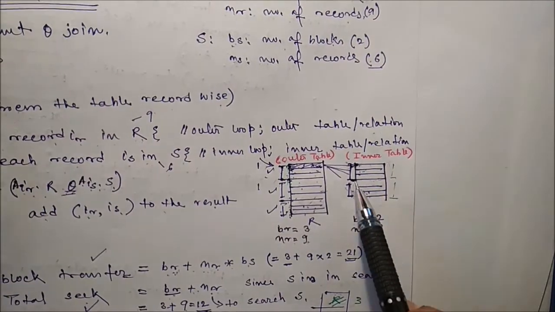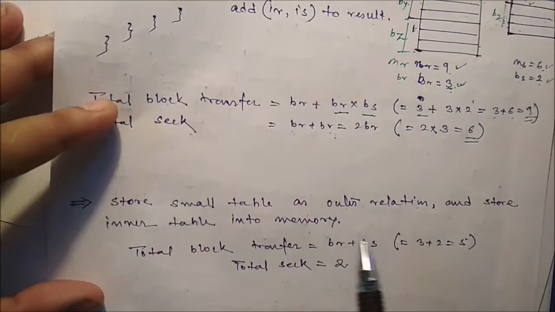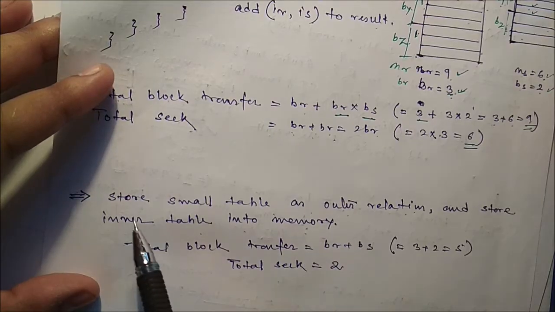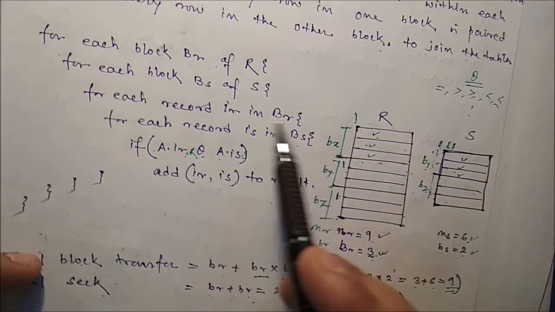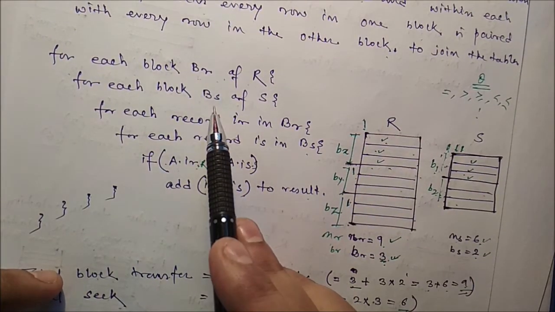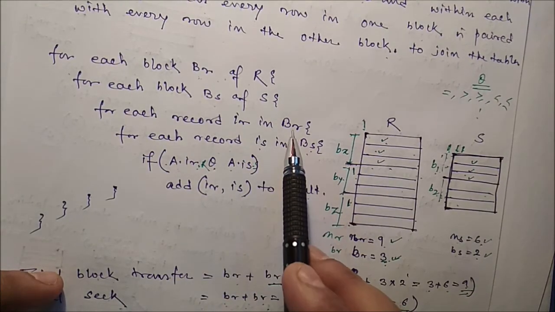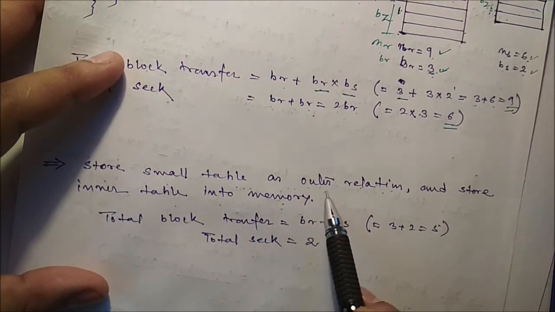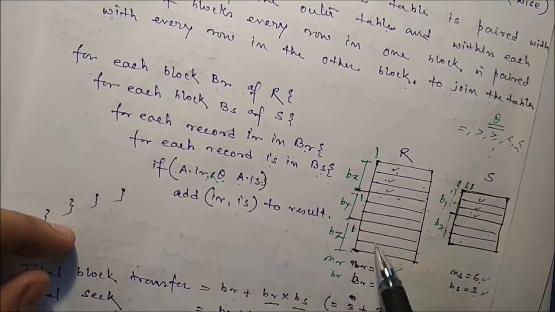Now here we have seen that we store the inner table, the small table, as inner relation. Here if you store the smaller table as outer relation and store the inner table into the memory, that means pick up this one as outer. Instead of BR, if you take BS first, then we can use BR. Similarly you have to take BS first, then BR. So store the small table as outer relation and store the inner table into the memory. Inner table means the bigger one is stored into the memory.